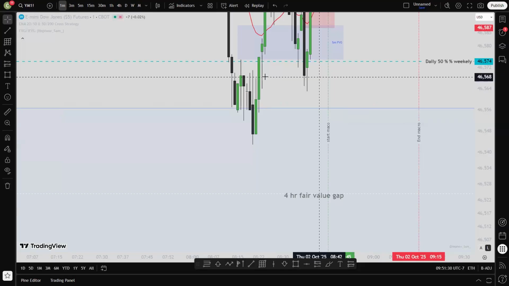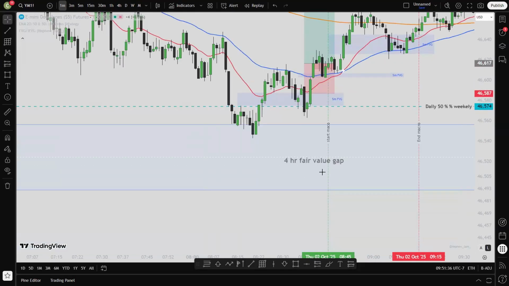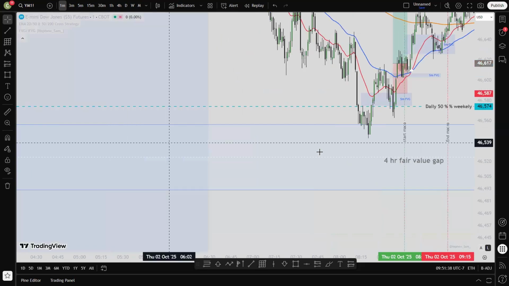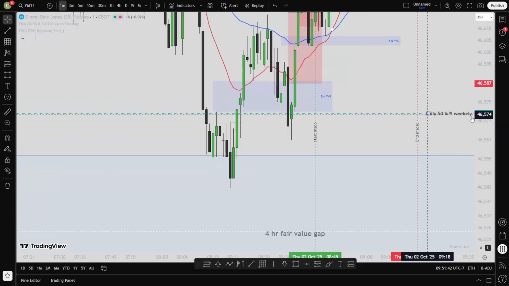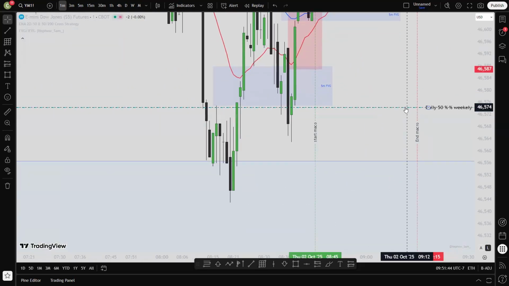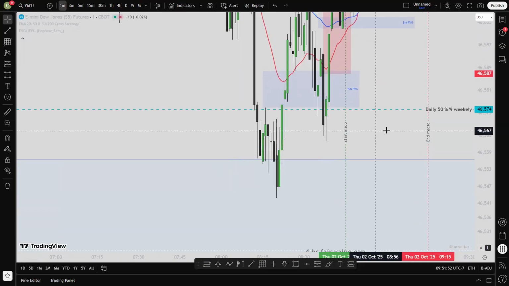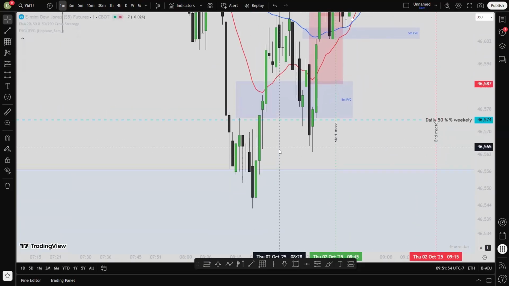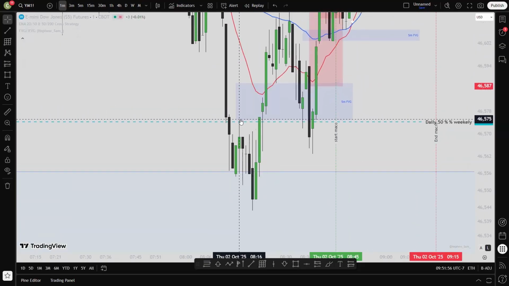All right, so we traded down into this 4-hour fair value gap right here in blue. It's bullish. It's a bullish gap from back over here. Then we traded down below the 50% of the weekly and the daily, the exact same line. First thing that I saw as confluence was we broke this breaker block right here. So that's your market structure shift.